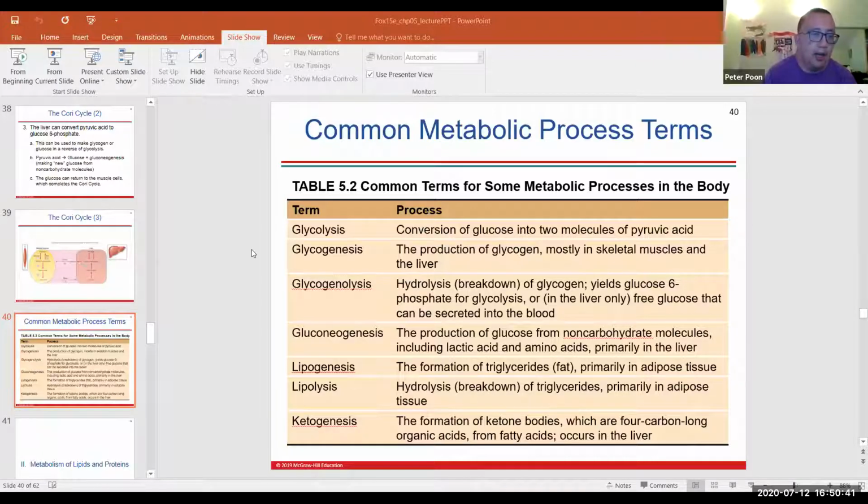So the complete breakdown of glucose: glucose, C6H12O6 plus... wow, there's a typo there. It should be 6. Oops. I also realized I didn't share my screen, so let me make sure I do that right now. Okay, sorry about that.